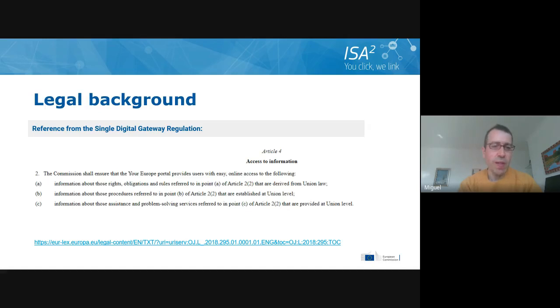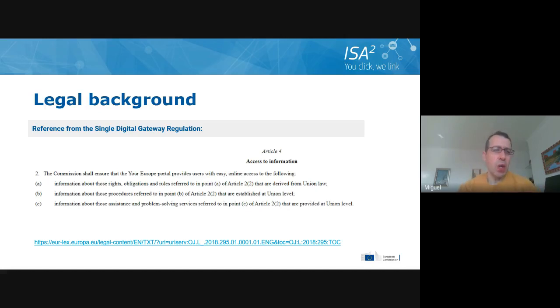Information about rights, obligations, and rules, as referred to in Article 2.2, and it's basically those areas in Annex 3, if I'm not mistaken. Information about procedures refers to the same article, but point B. And then the assistance and problem solving. So this point is Annex 2, and information about assistance and problem solving services related to the Annex. I don't know, honestly, if it's 1 or 3.